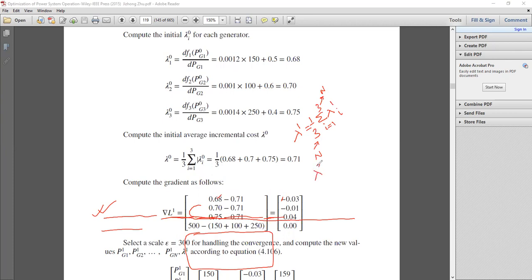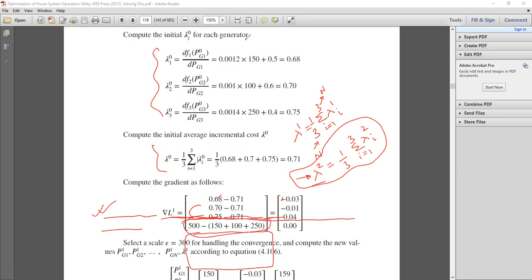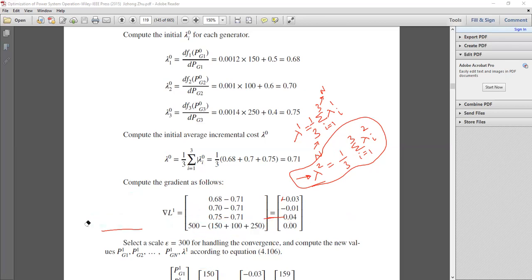Similarly, lambda 2 would be 1/3 the sum over i equals 1, 2, 3 of lambda i 2, the average. That means in each iteration they will take the averaged lambda. So lambda would be updated following this initial part, not through the gradient. Is it clear? Any question?